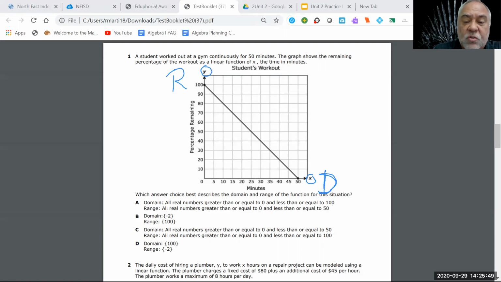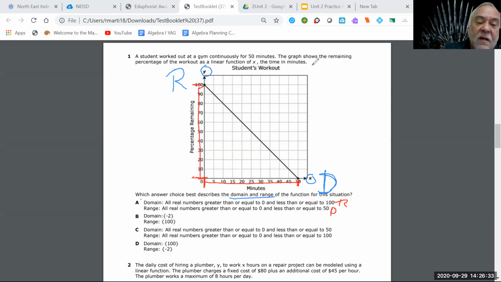So it says, which answer choice best describes the domain and the range? Well, you know the domain goes from 0 to 50, and everything in between. And the range goes from 0 to 100 and everything in between. So look at the answer choices. The domain, which we just said goes from 0 to 50, is listed as all real numbers greater than or equal to 0 and less than or equal to 100. No. What they're saying is the domain is actually the range. In the range, all real numbers greater than or equal to 0 and less than or equal to 50. No, that's actually the domain. So it's neither one of those.